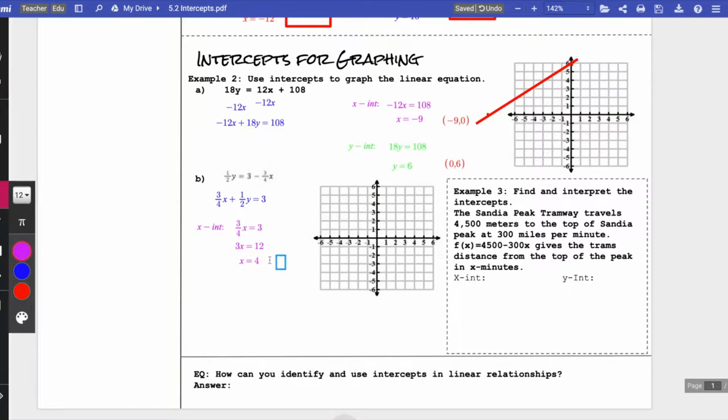Which means my x-intercept is going to be at the point (4, 0). I'm going to do the y-intercept. Same deal, but this time setting the x piece equal to 0.